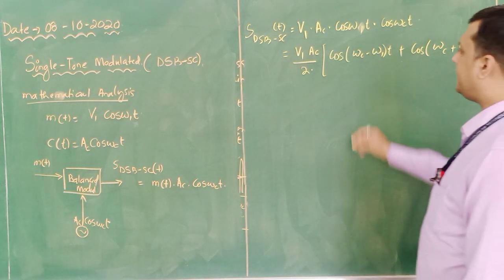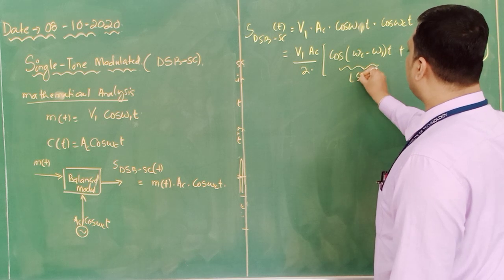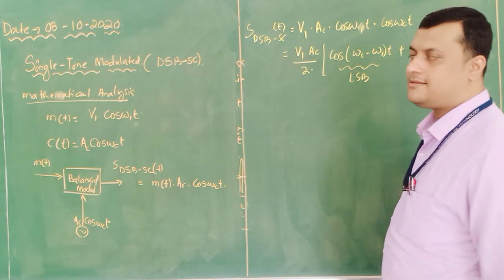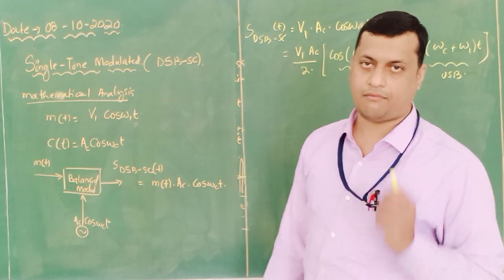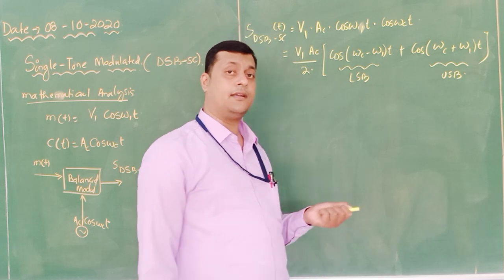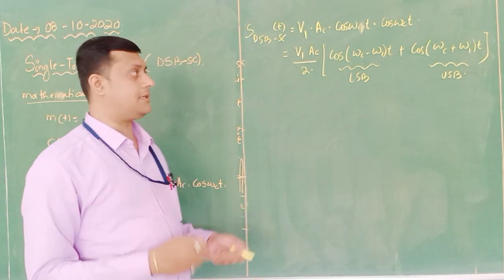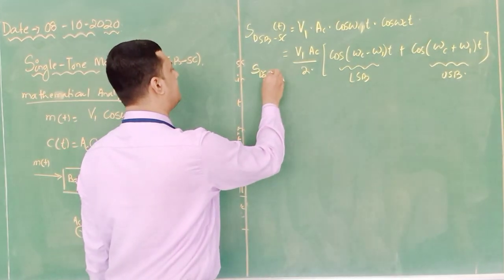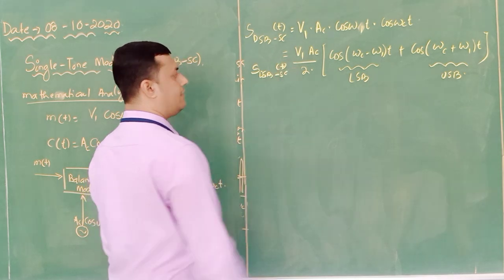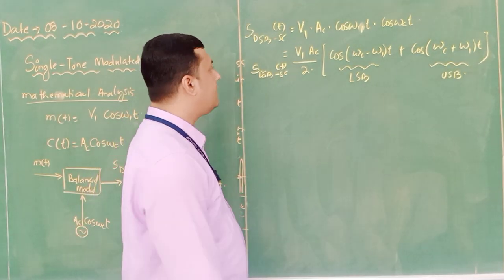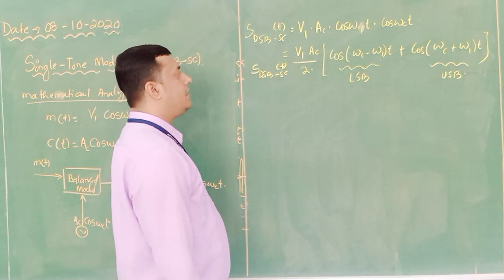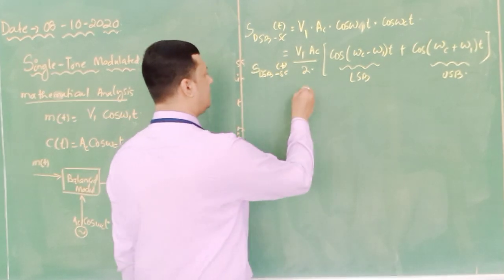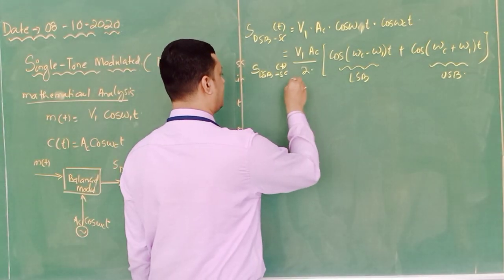So this indicates that this is your lower sideband and this is your upper sideband, but the carrier is suppressed. There is no effect of carrier. The effect of carrier will be there, but the maximum part we have suppressed. So this is the equation for our DSB-SC signal. Now this DSB-SC signal needs to be represented in a frequency spectrum, so I will draw the frequency spectrum.